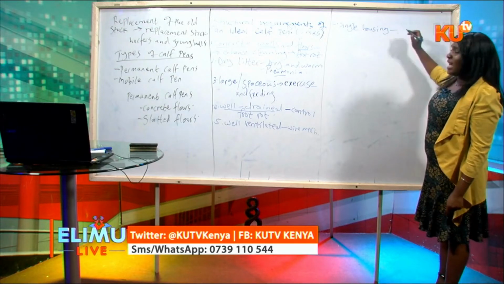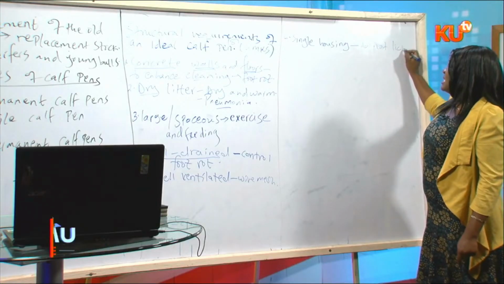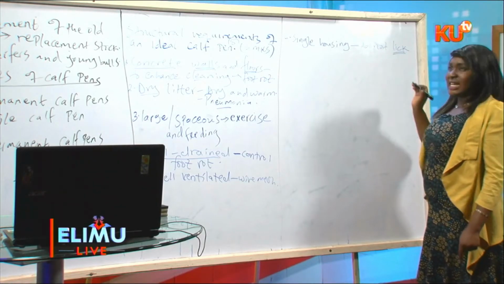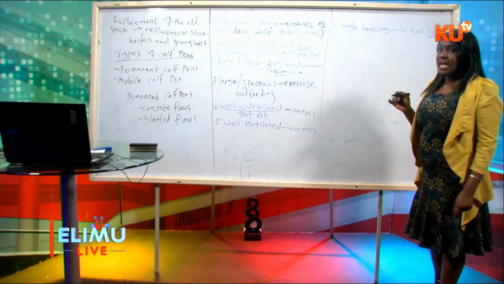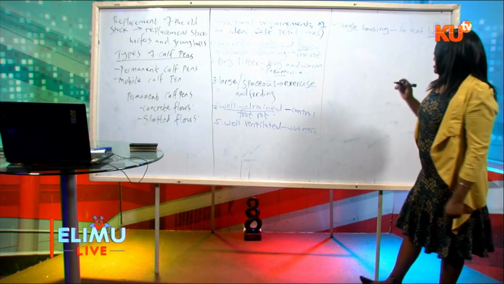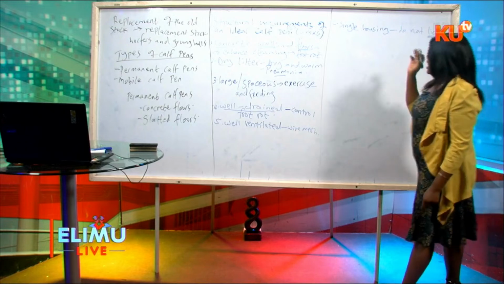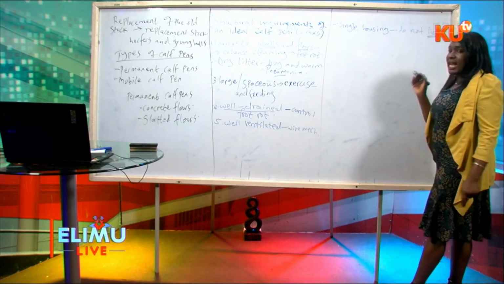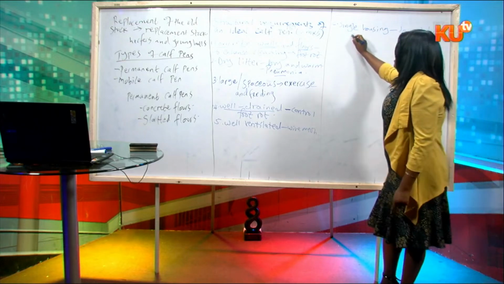ensures that the calves do not lick each other. Calves do not lick. I'm talking of this licking with the L-I. You know, licks are many. There's the leaking of the water. I hope you understand what we mean by licking. So the calves do not lick each other.